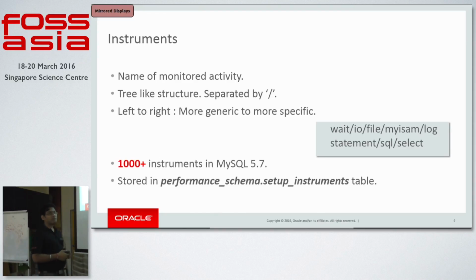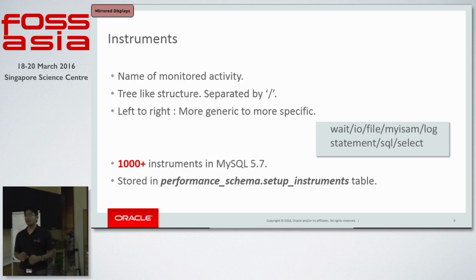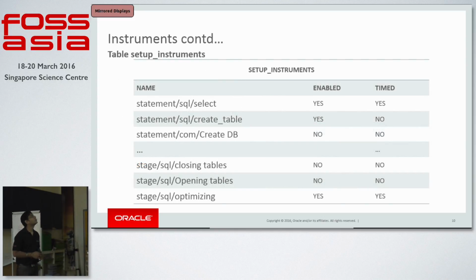So in MySQL 5.7, which we released last year in October, we have 1,000 plus instruments. That is, we are monitoring more than 1,000 activities in the MySQL server as of now. And all these activities, all these instruments which we are monitoring, are stored in the performance_schema.setup_instruments table. Let's see how this table looks. This is a snapshot of the setup_instruments table.